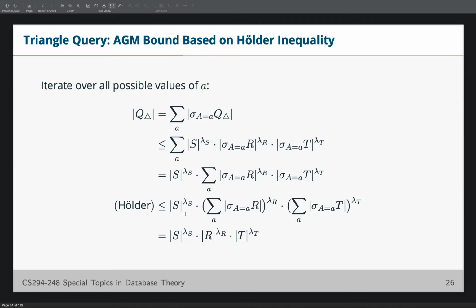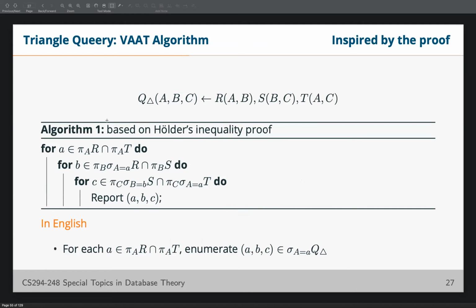So there were two things that we used. One was Holder, and the other one was the fact that the lambdas form a fractional edge cover. Okay, so now let's try to extract an algorithm from this proof. The algorithm was basically, let's do a for loop over a's and try to compute this quantity, like this selection of the output on a. Right? So that's what the algorithm is.